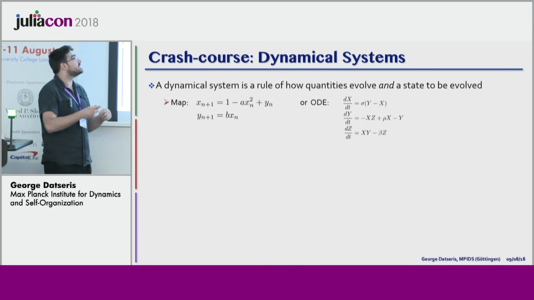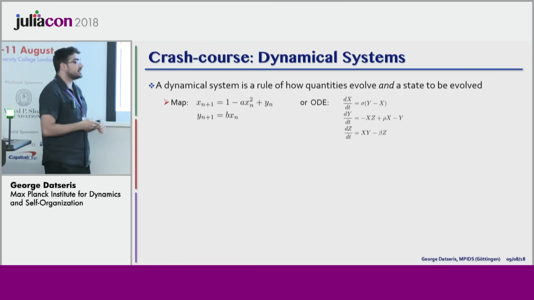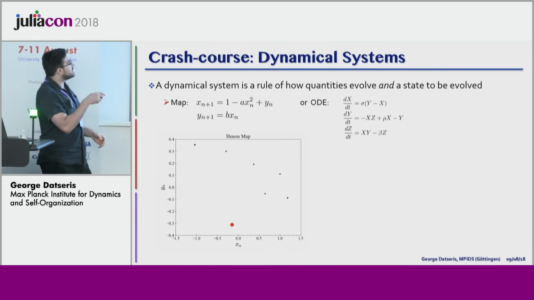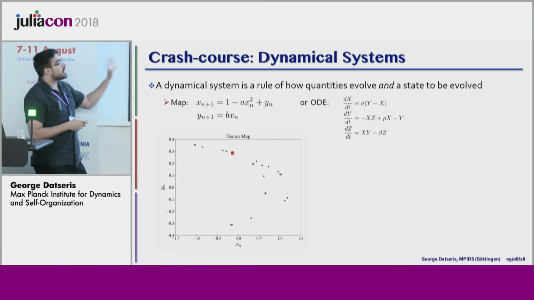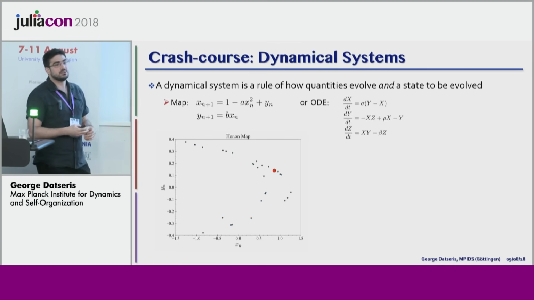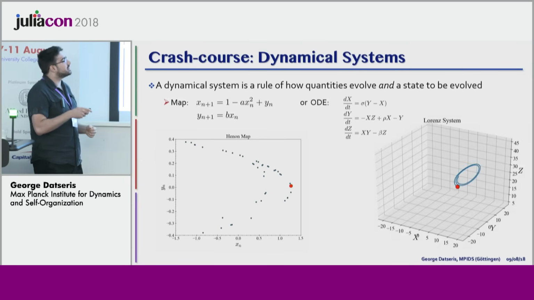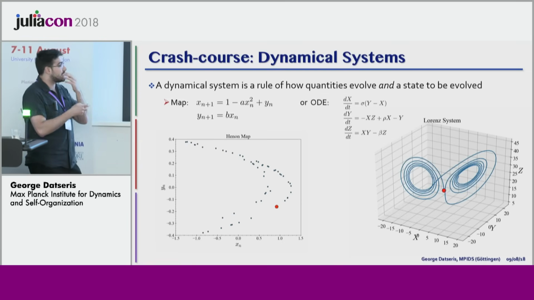In my case, they come in two flavors. They can be maps, which is what you see here, where time is a discrete quantity. As I evolve the system, you see the state of the system jumps discretely from point to point. Dynamical systems can also be ODEs or sets of ODEs. What I show here is, for example, the Lorentz system. And as you can see, the state is flowing continuously as time progresses.